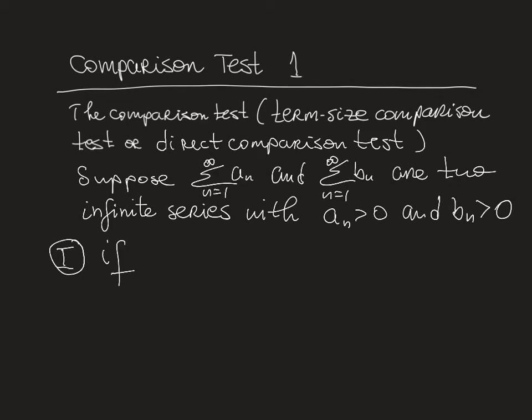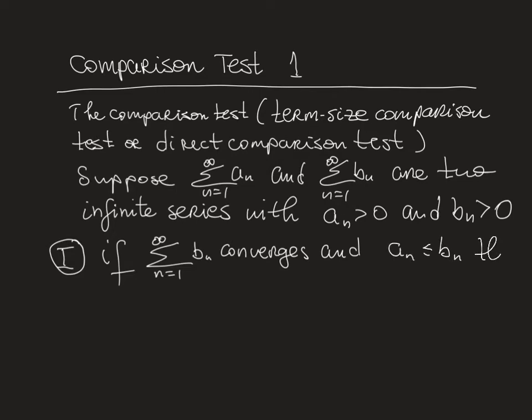The first part is if the known series, n equals 1 to infinity of b sub n, converges, we know it converges for sure, and the nth term of the unknown series, a sub n, is always less than or equal to the nth term of the known series, b sub n. Then the unknown series, a sub n, also converges. So this is the first correct version of the direct comparison test.